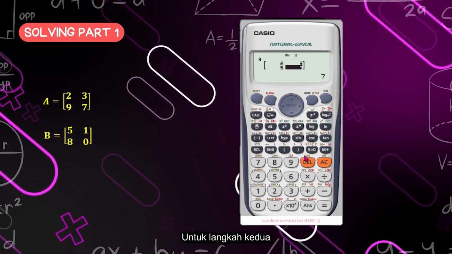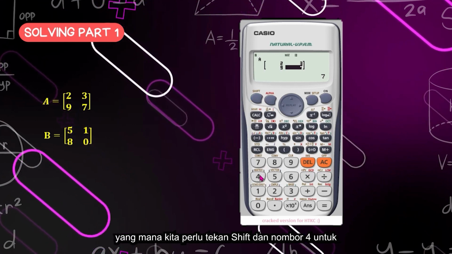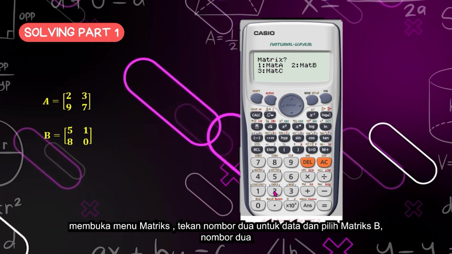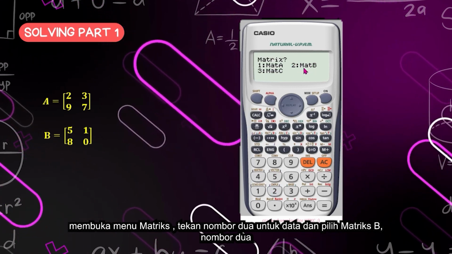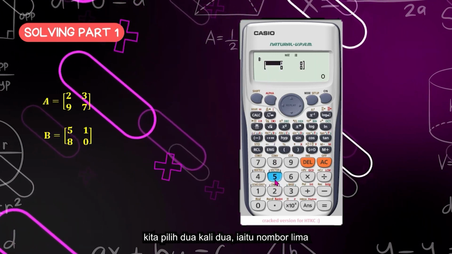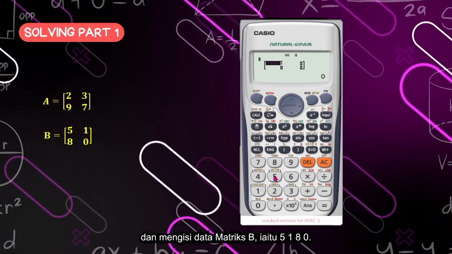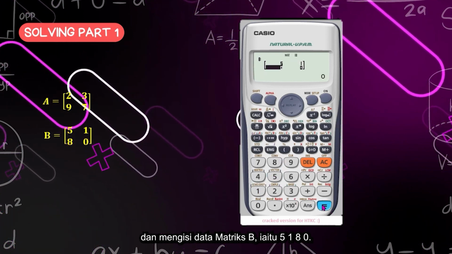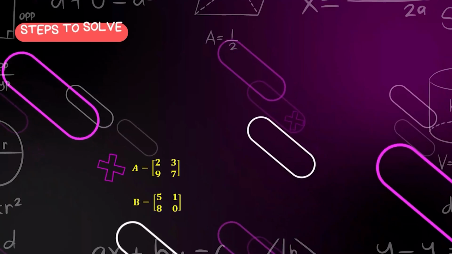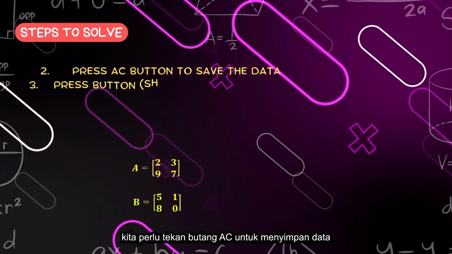For step 2, we have to fill in matrix B data, which we do by clicking shift 4 to open the matrix menu, clicking number 2 for data and selecting matrix B, number 2, and now we click 2 by 2, which is number 5, and fill in matrix B data, which is 5, 1, 8 and 0. So for the second part, we have to press the AC button to save the data.